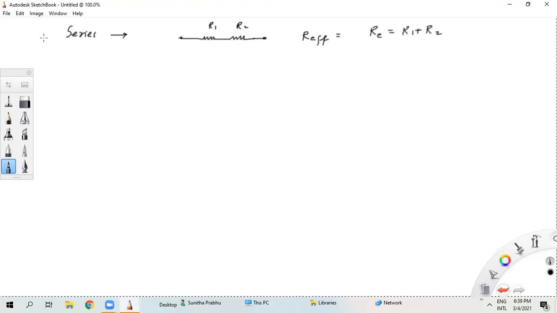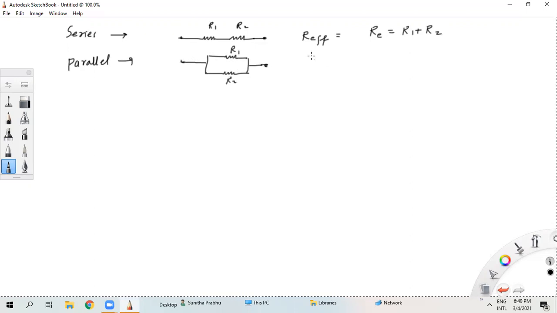And in parallel, we have seen that the combination of these two resistances, what is it going to be? 1 by R1 plus 1 by R2. Yeah, so it's going to be R effective or R equivalent, whatever you want to call it. 1 by R effective is equal to 1 by R1 plus 1 by R2. Okay, these are the two formulae, and we did some simple numericals around this.